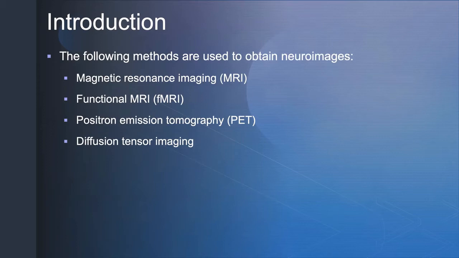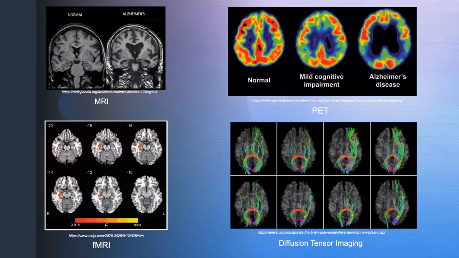And here's a little introduction to the paper. The following methods are used to obtain neural images, which are used for analyzation. We have magnetic resonance imaging, known as MRIs, functional MRIs, also known as fMRI, positron emission tomography, also known as PET scans, and diffusion tensor imaging. On the top left, we have a photo of an MRI, and this provides information about the shape, location, and volume of the brain tissue.